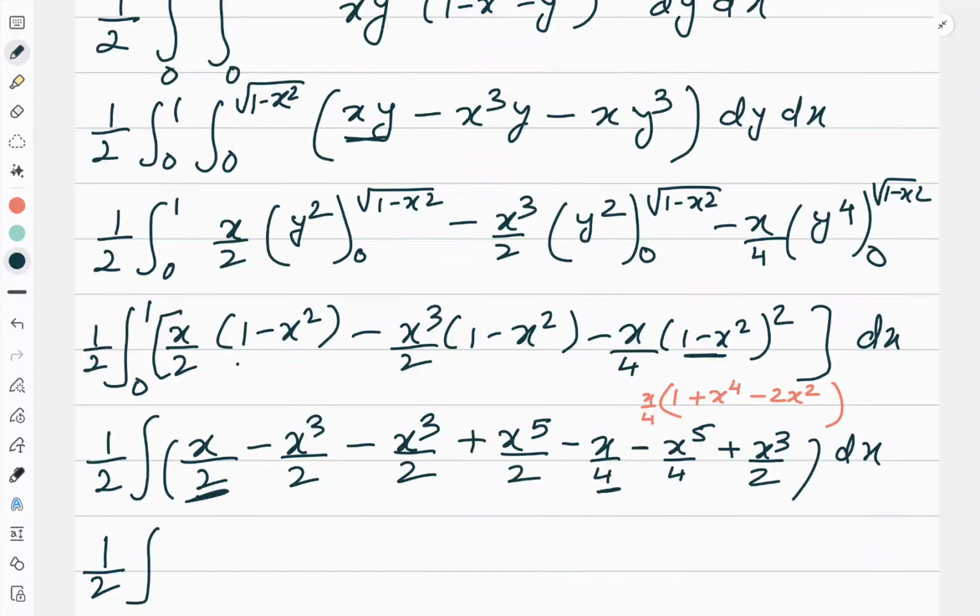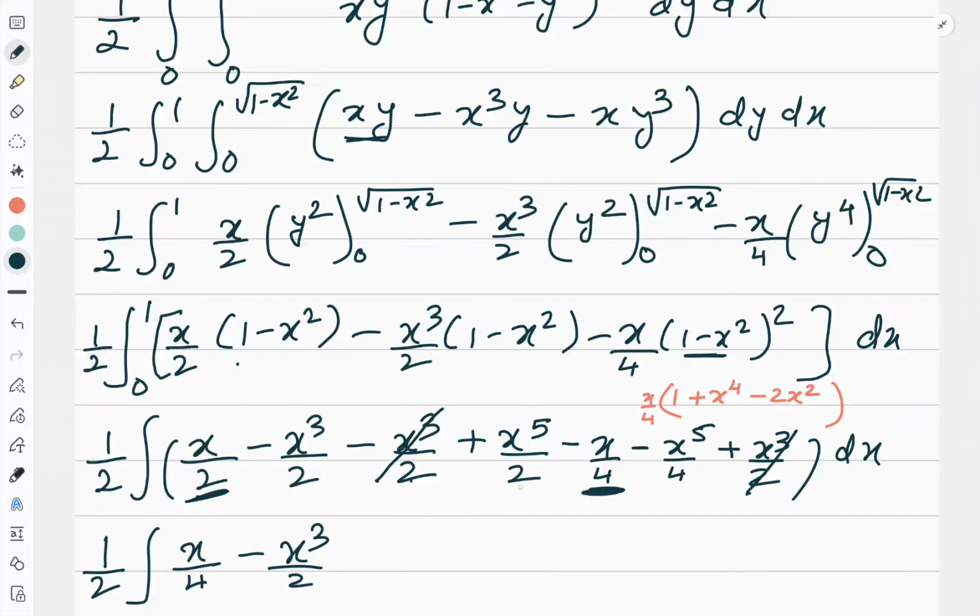This and this are the x terms, right? So if I take the LCM, 2 will come here. So 2x minus x will be x by 4. So this term is gone and this term is gone. Always mark when you are simplifying the terms. Okay. Now this is x cube by 2 and this is minus x cube plus x cube by 2. So this term and this term are gone. So I am left with minus x cube by 2.